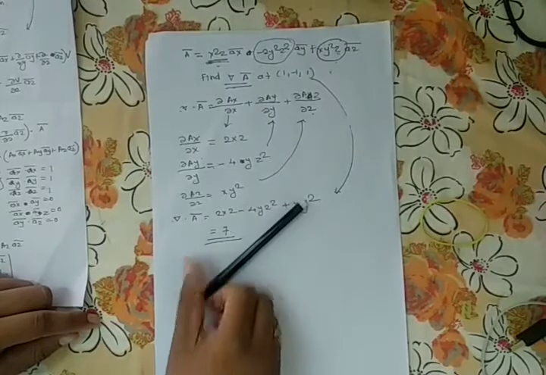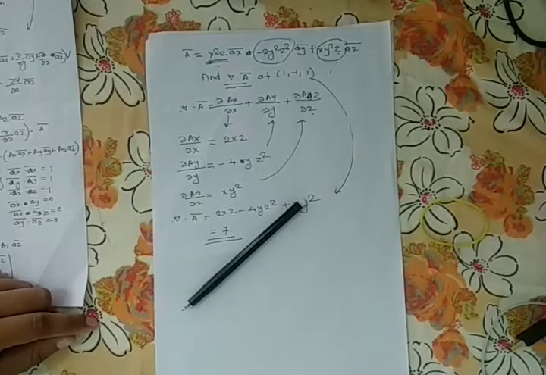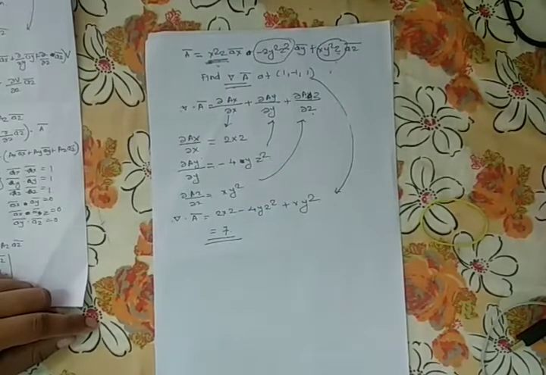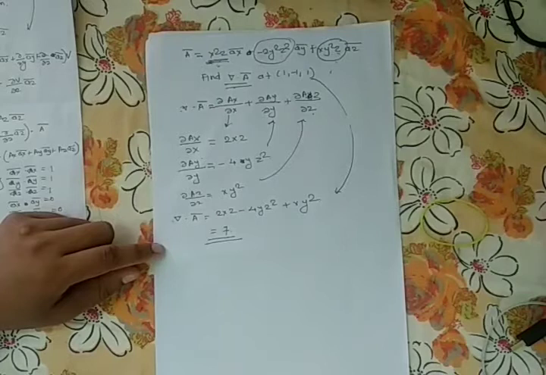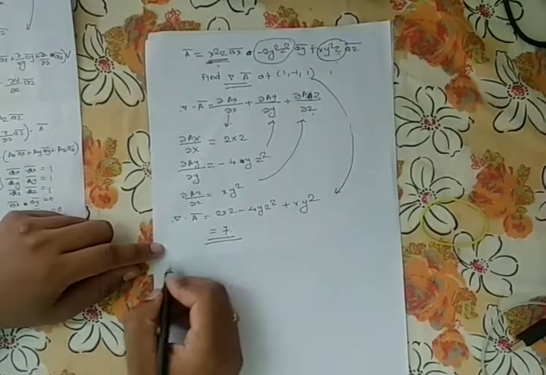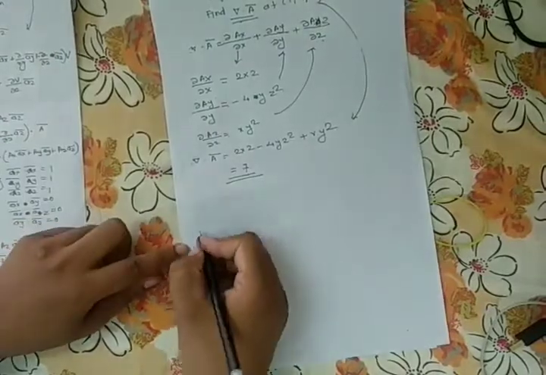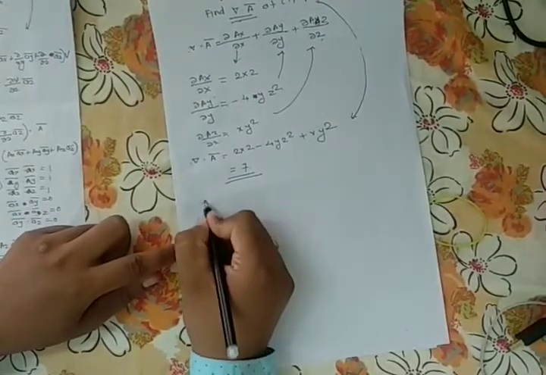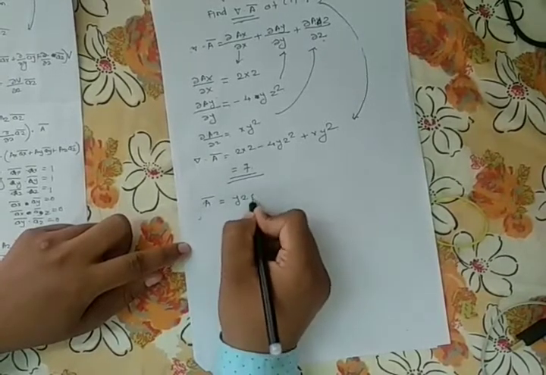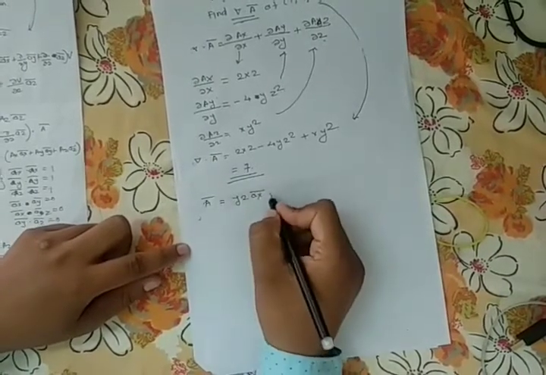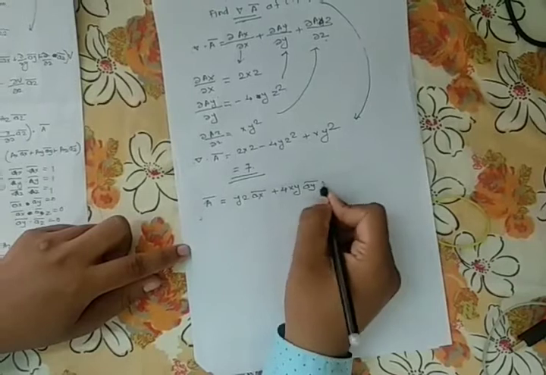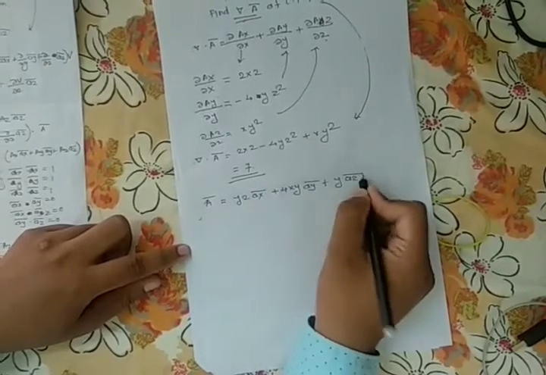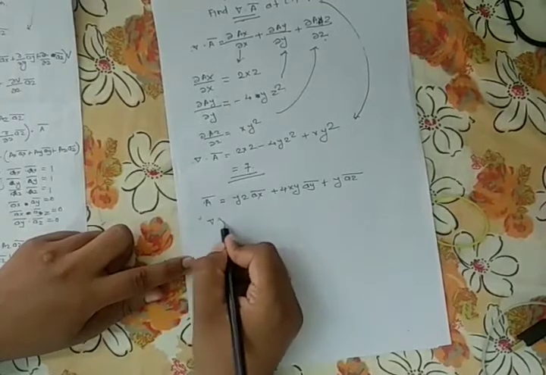Next is, we will take one example on curl. So suppose they are given one vector quantity, that is A bar. A bar is yz ax bar plus 4xy ay bar plus y az bar. We have to find del cross A bar.